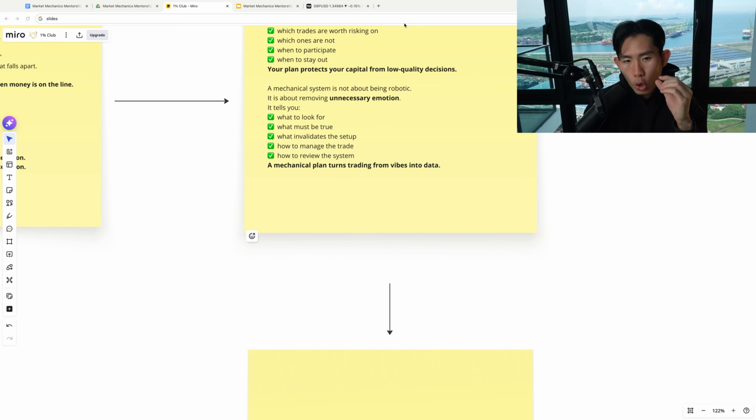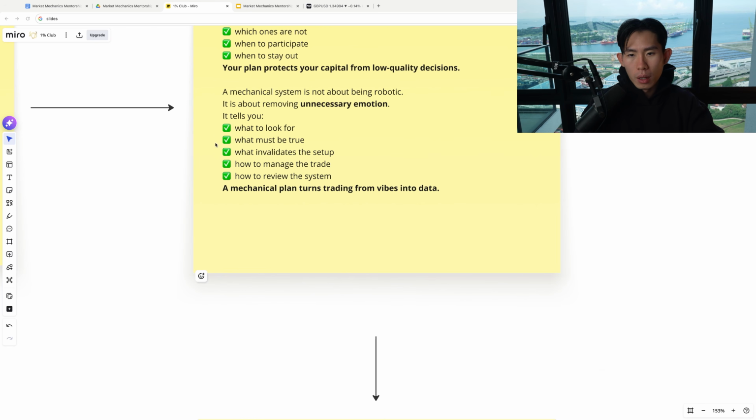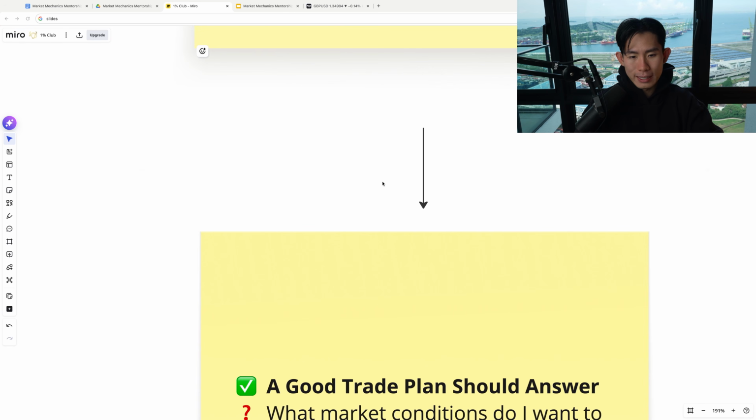Thirdly is your review process becomes much more useful, because now you are no longer reviewing random trades that you are taking on a Friday night. You are actually reviewing a system, right? So when you actually review your trades, you're actually reviewing the effectiveness of the trading system. And that gives you the data you need to improve that trading system. So yeah, that's how important it is to have a mechanical trading system.